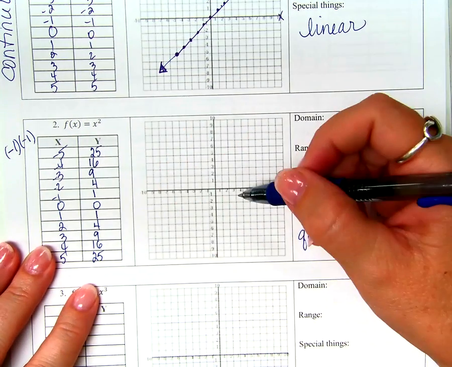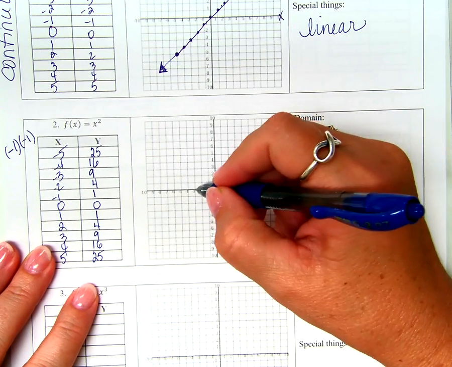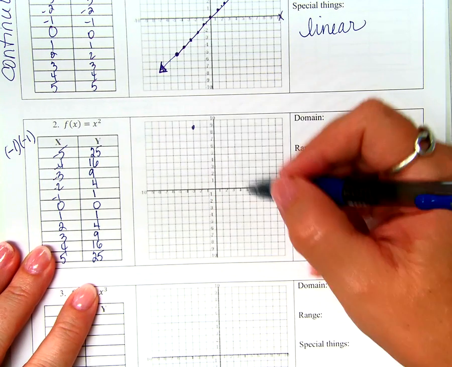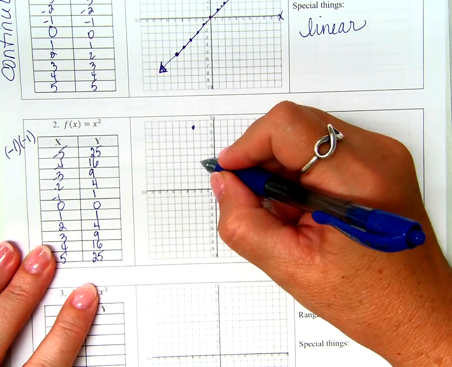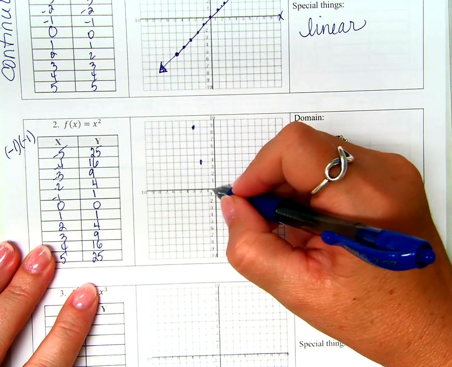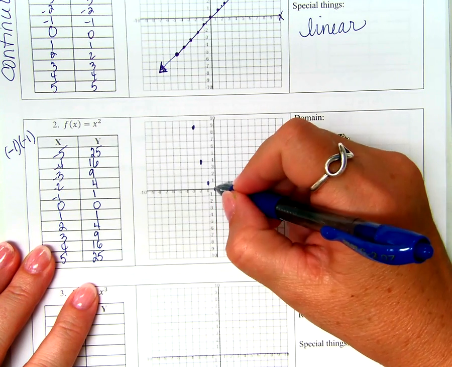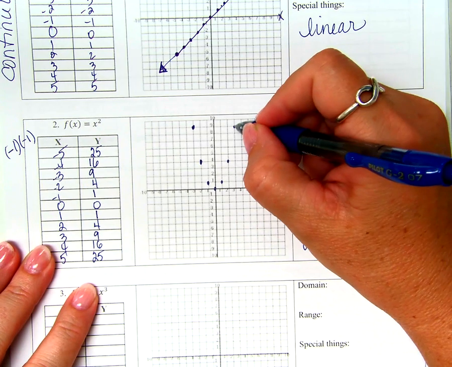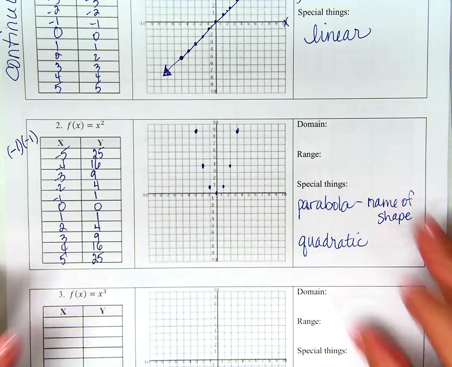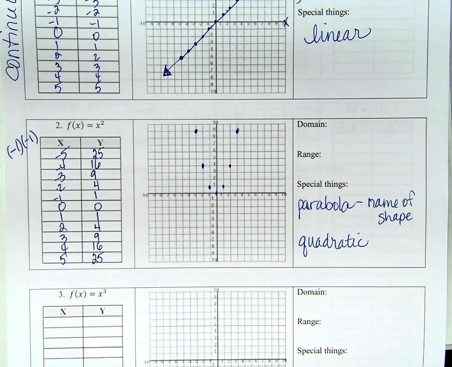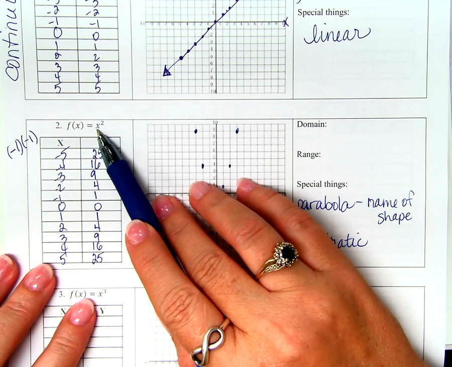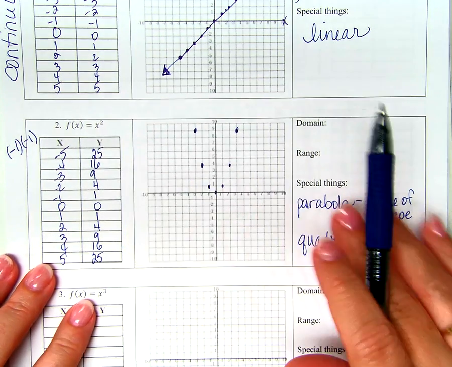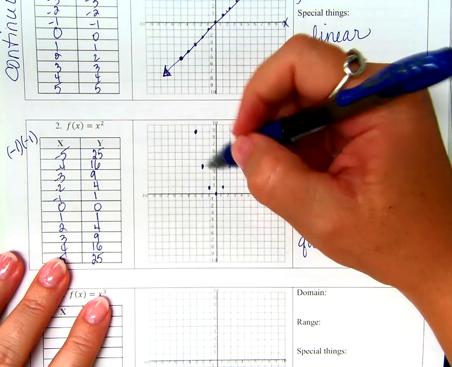So where should I start? Negative 3. Negative 3, positive 9. Negative 2, positive 4. Negative 1, 0, 1, 2, and 3. Do I connect it? Are there any values that x is not allowed to equal? So is this function continuous? Yes.